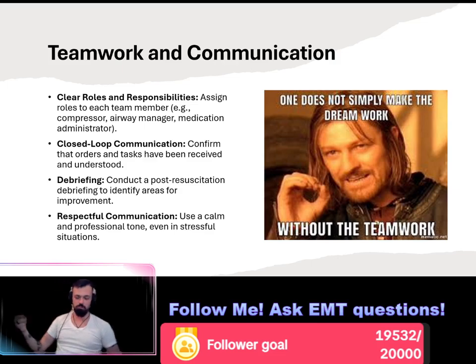Make sure you have clear roles. If you have someone that has shoulder issues or hip issues, probably keep them off the compressions if you can. Make sure you have closed-loop communication, which means if your team leader gives a task to you, you repeat back the task. I will do this, and repeat what the task was. And whenever you have completed that task, you report back to them and say the task has been completed.